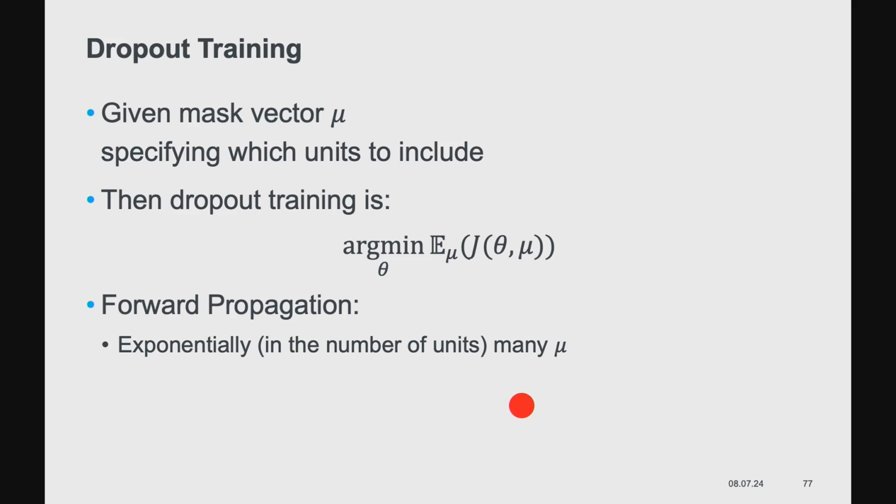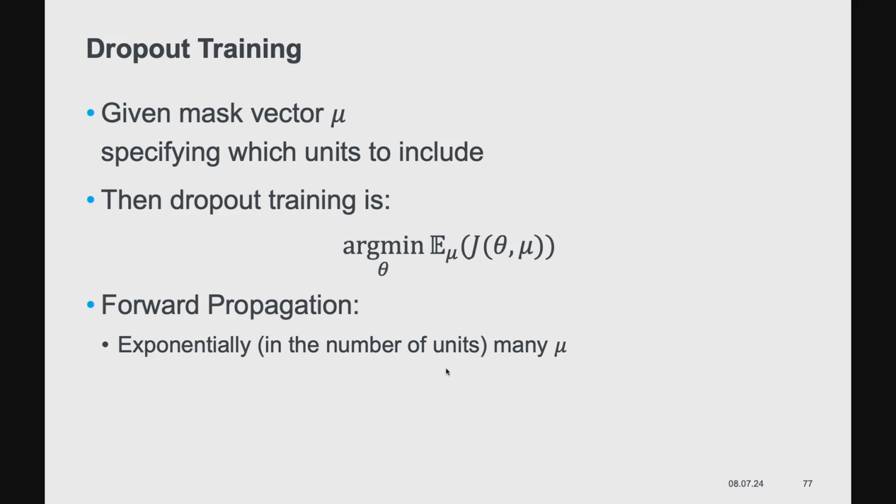How many masking vectors do we have? Exponentially many in the number of units, because every position can be 0 or 1. If you have 1,000 units, then you have 2 to the power 1,000 possibilities, so many masking vectors.